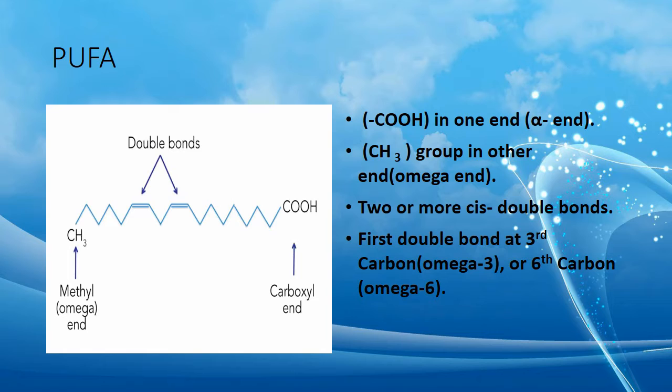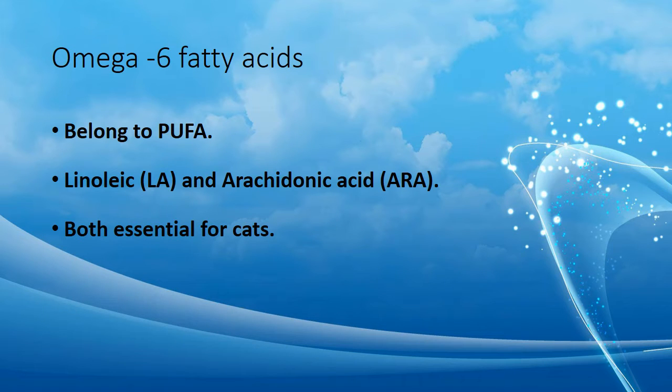They have two or more cis double bonds in the carbon chain. When the first double bond is present at the third carbon from the omega end, we call it an omega-3 fatty acid. When the first double bond is present at the sixth carbon from the omega end, we call it an omega-6 fatty acid. Omega-6 fatty acids belong to the polyunsaturated fatty acid group. There are two main omega-6 fatty acids for cats, that is linoleic acid and arachidonic acid. Both are essential for your cats.